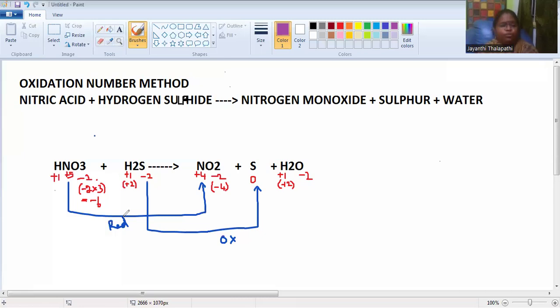Okay. Now what we have to do is check how many electrons increased and how many electrons decreased. So over here, +5 to +4, right? That means there is a change of one electron over here. Only one electron it gains. What about sulfur? -2 to 0 means a 2 electron difference, right? So when this can donate 2 electrons, that means nitrogen has to accept 2 electrons.